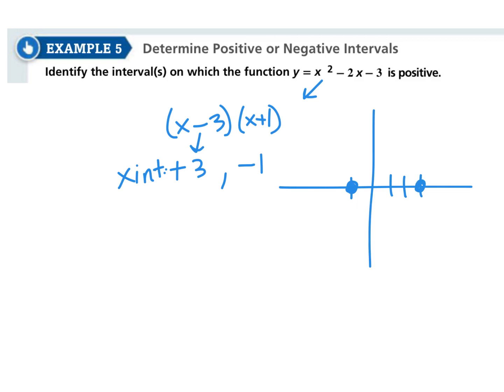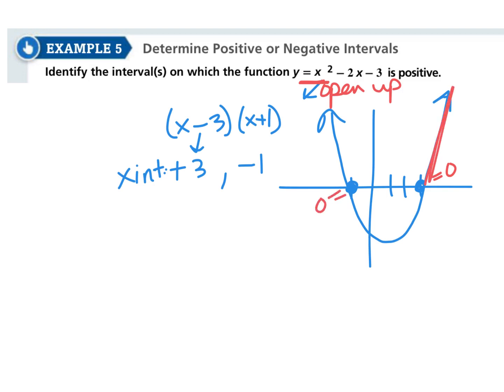And I notice from this original equation that because a is positive, this parabola opens up, which means the vertex must be down there somewhere. And I'm just going to guess. It actually doesn't matter where the vertex is. If this is opening up, my parabola is going to look something like this. The question is asking on which intervals is the function positive? Well, we know it equals 0 at 3 and at -1. So my positive values are going to be above and above.